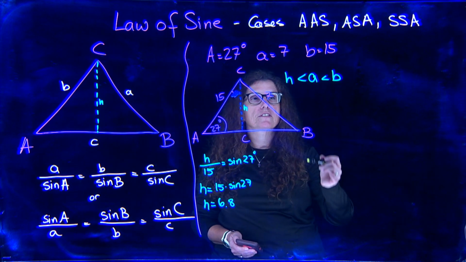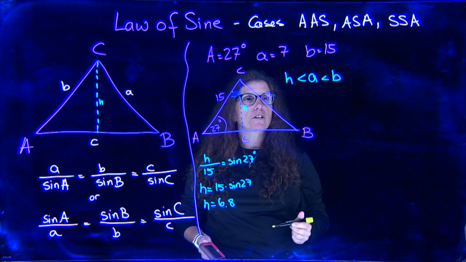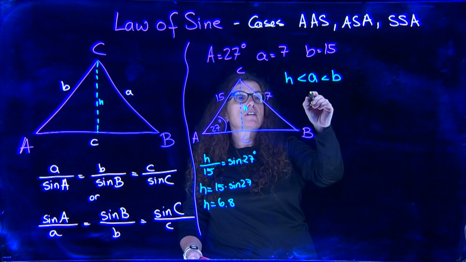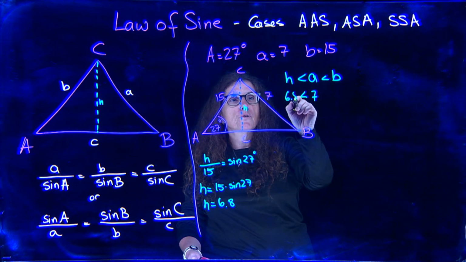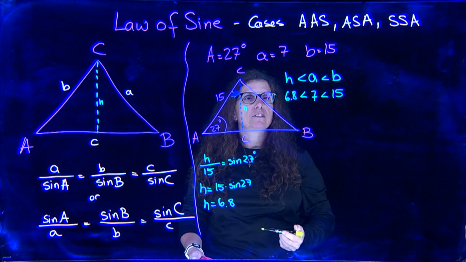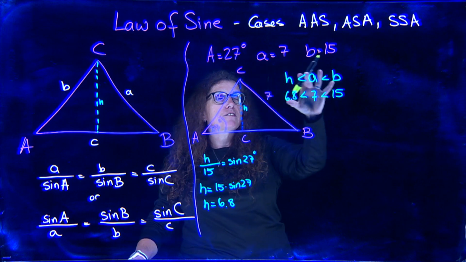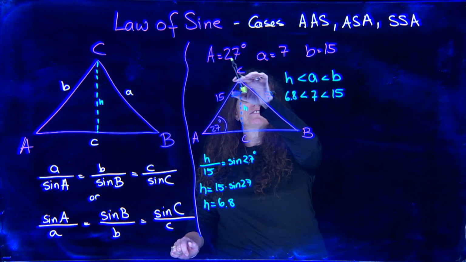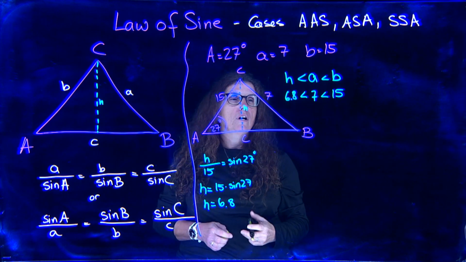Okay, so let's take a look. Make sure that we really can form two triangles here. 7 is definitely greater than 6.8 and less than 15. Here we go. So that tells us that the two sides and the angle here actually form two triangles.